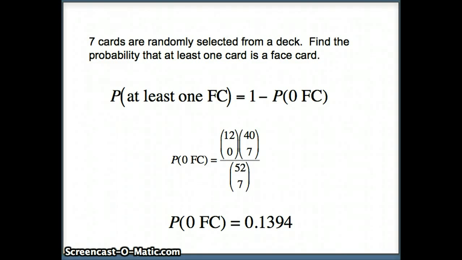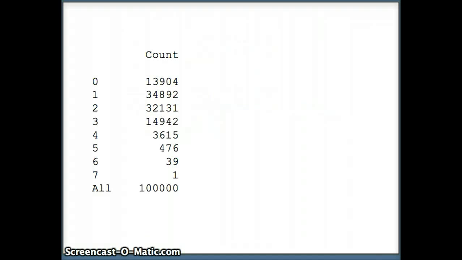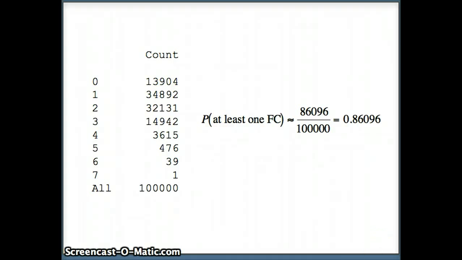But remember what the question asked. It's asking us to find the probability that at least 1 card is a face card. We want at least 1 face card, so we're going to need to use our complement rule. Quickly checking it on Minitab, 100,000 numbers, 52 cards, 12 face cards, we're selecting 7. Adding up all of those numbers from 34892, 32131, all the way down to 1, at least 1 face card, we get 86096.